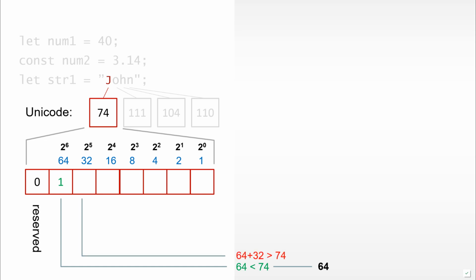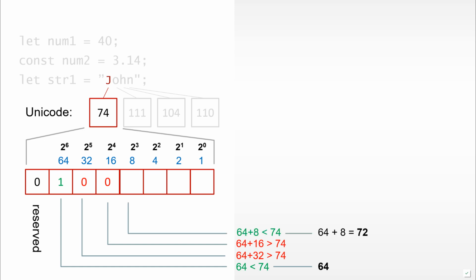We will then ask ourselves, is 32 plus 64 greater than 74? If it is, we will put in 0. We will do the same with 16. So is 64 plus 16 greater than 74? It is again a greater number, so we would again put in 0. Is 64 plus 8 greater than 74? In this case, it is not, so we would put in a 1.